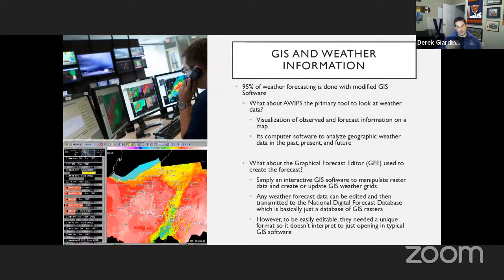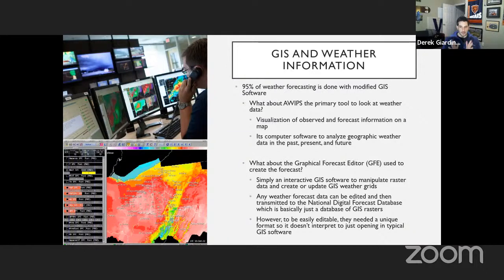And I'm going to tell you that the meteorologists are GIS experts. We just don't like to tell them that. They have enough stress apparently on their own, but all of the forecasting software they use is technically GIS software. AWIPS, which is what they look at, the primary tool to look at data visualization and look at the forecast models, that's simply observed and forecast information on a map. And it can be done in the past, present, and future, but AWIPS is just one giant GIS analysis tool. Don't tell them that. They'll think they're GIS experts and put it on their resume.